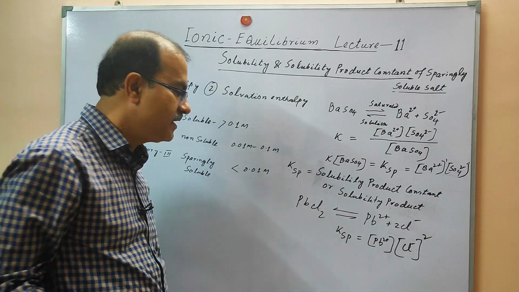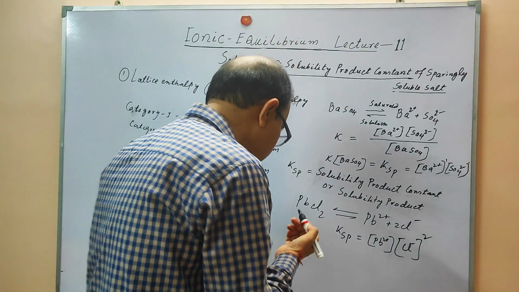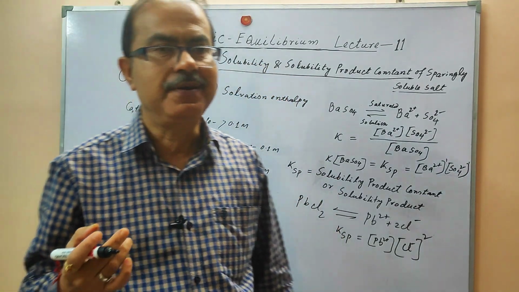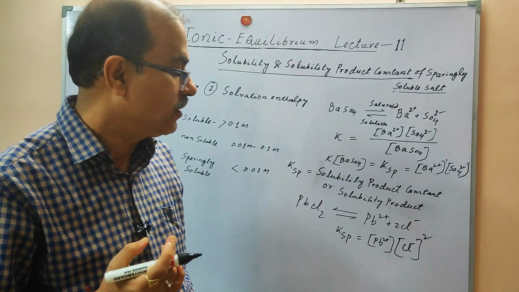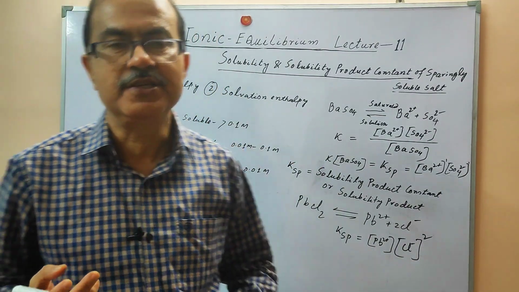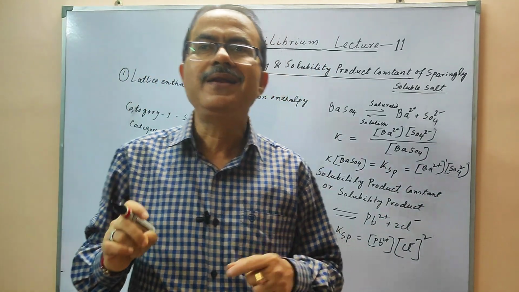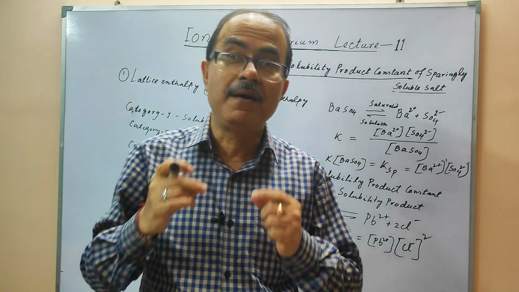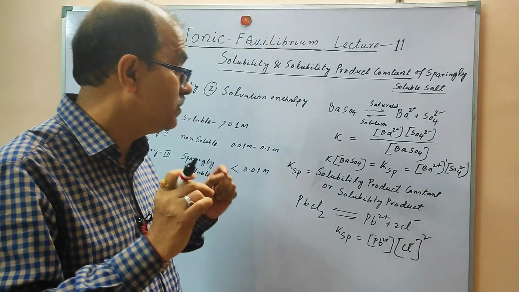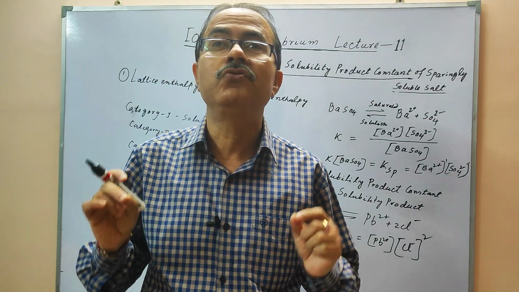So this is basically the solubility product, and we can have different types. For different types of solids, we have different solubility product constants. So this is what the solubility product constant is. It is basically the product of the molar concentration of the ions raised to the power of their number produced from one molecule. This is called the solubility product constant, or we can say solubility product.